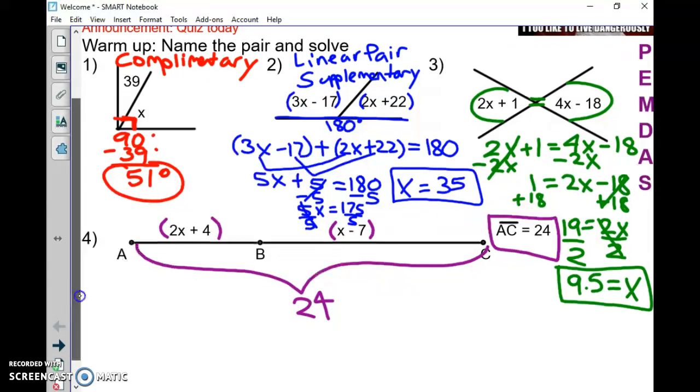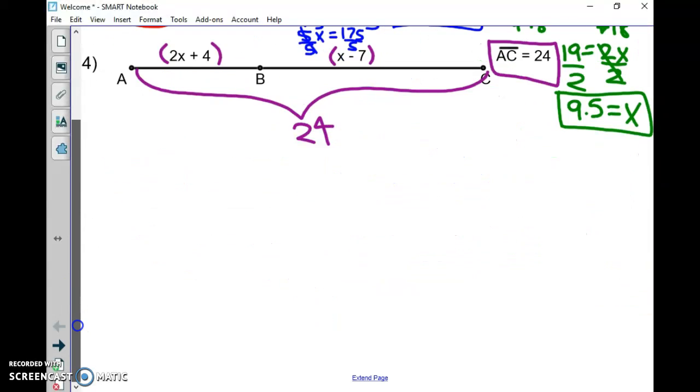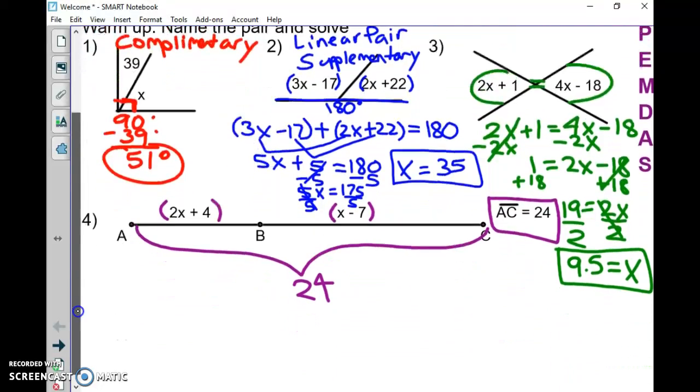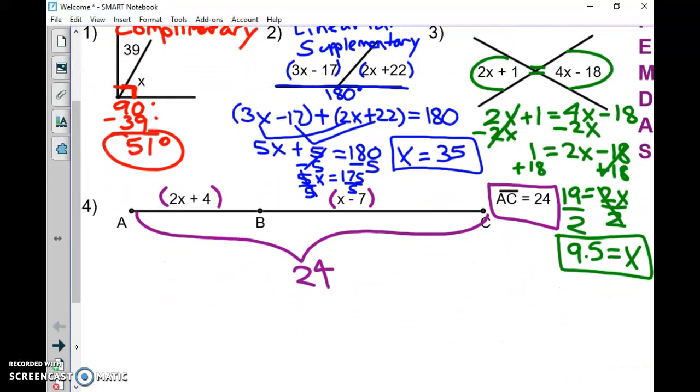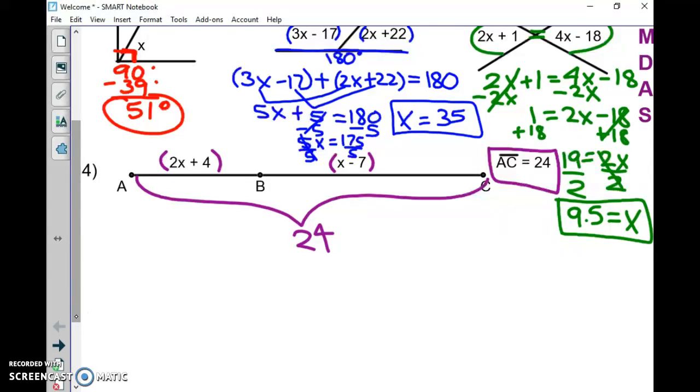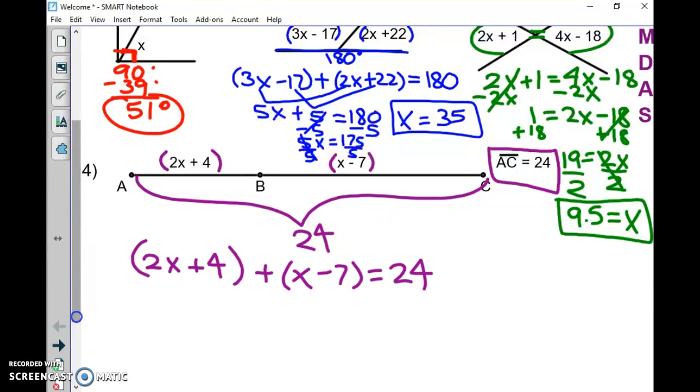Okay? So let's set up and solve number 4 real quick. If I can get this, there we go. Is that number 24? So we're going to set it up the same way we did number 2. Part plus part equals the whole, which, yes, is 24. So my first part, AB, is 2x plus 4. My second part, BC, is x minus 7. And that equals the whole thing we just said was 24.